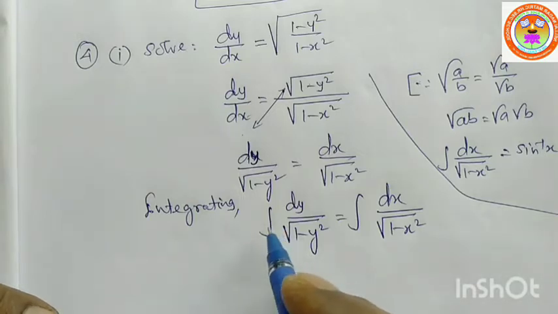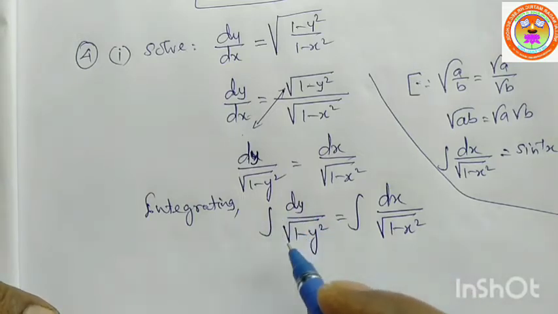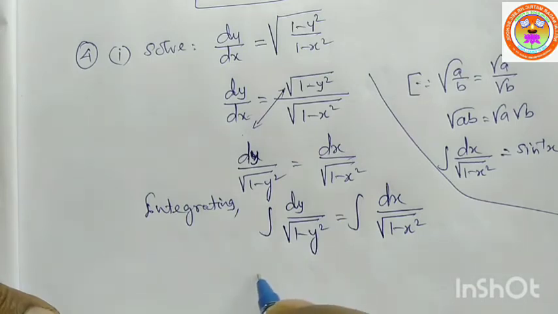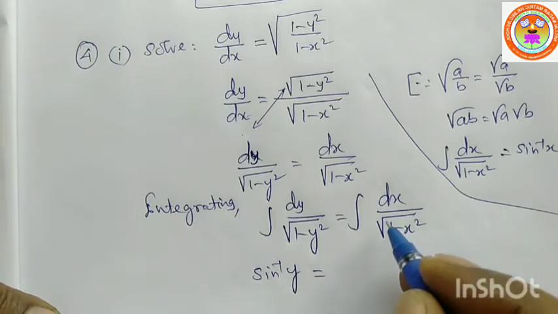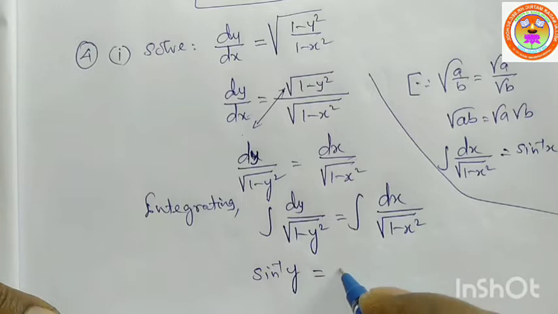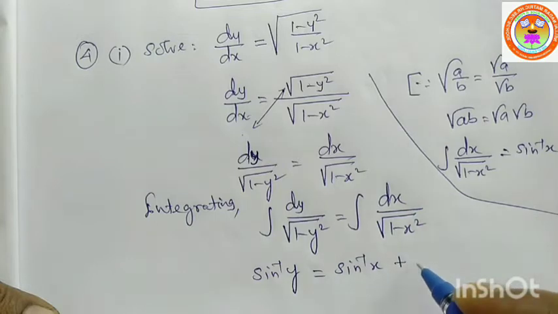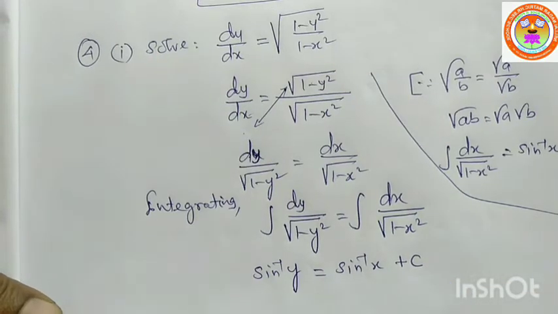So, this term, the integral of dy by root of 1 minus y square, can be simplified as sine inverse of y. Sine inverse of y is equal to, here the same format only, sine inverse of x. After integration, we have to put one constant, the integrating constant c. So, that's all. Now, we can move on to the second subdivision.